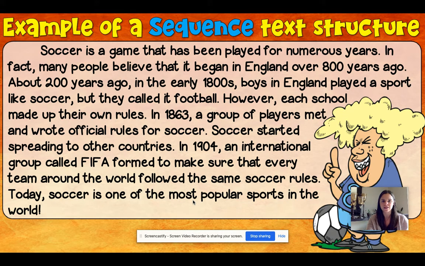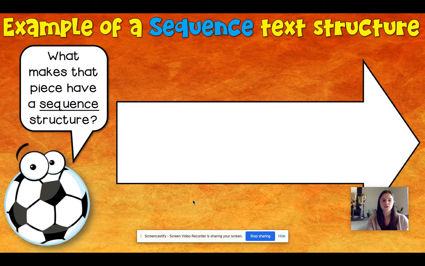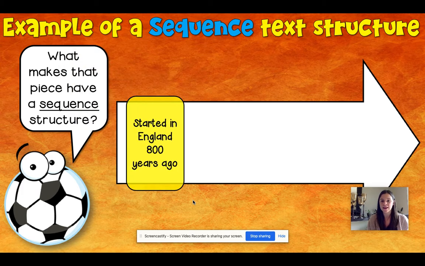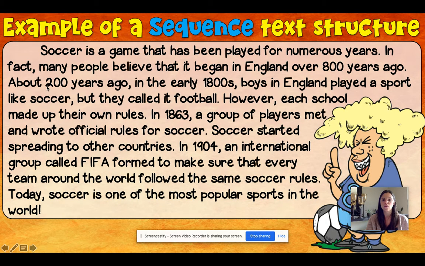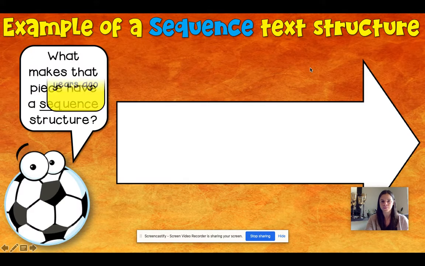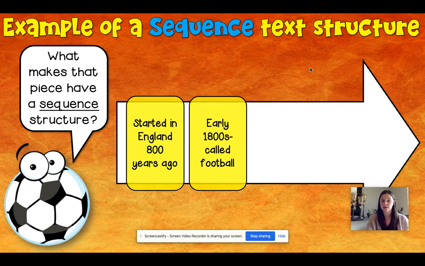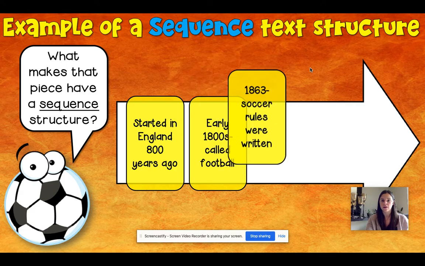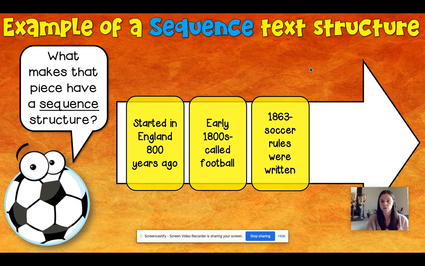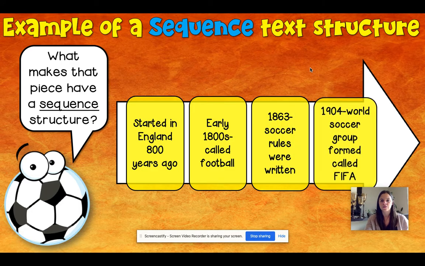There are lots of dates in that paragraph. So if we start putting it in our graphic organizer, we know that soccer started in England 800 years ago. That was one of the first things they said about the time. And then we jump to early 1800s, which they then started calling it football. And then in 1863, the rules were written for soccer. In 1904, the World Soccer Group formed, right? FIFA. You guys know that probably from video games, FIFA. So we know that was sequence because of all those dates. Sequence is usually the easiest one to find.